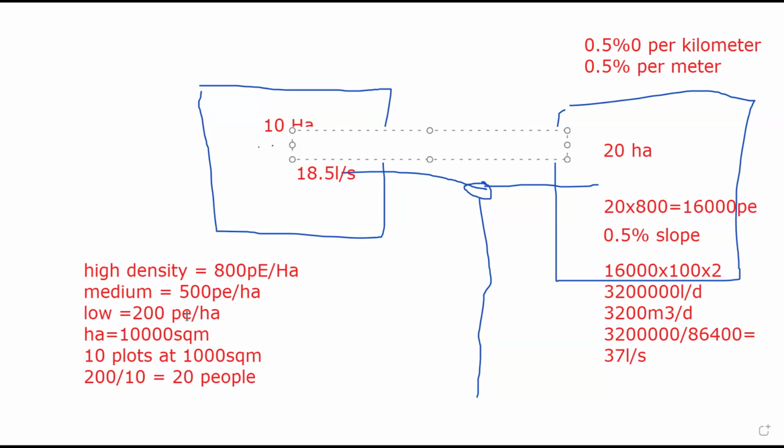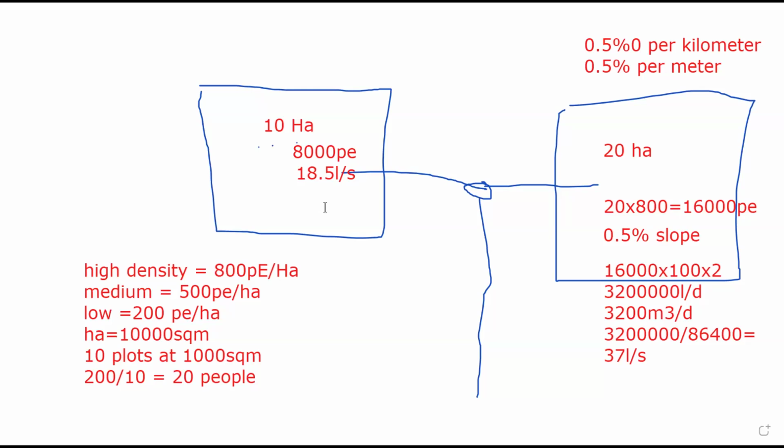No. What we did here is that, no, you were wrong. This is 20 hectares. We got 37 liters per second. We got 16,000 equivalent. So this one is talking about the 8,000 people. I'm talking about the people equivalent, not about the liters. The people equivalent for 20 hectares. 10 hectares is 8,000 people. 20 hectares will contain more persons than 10 hectares.